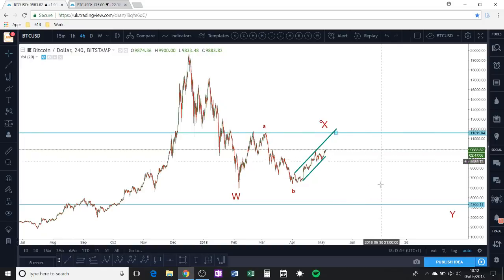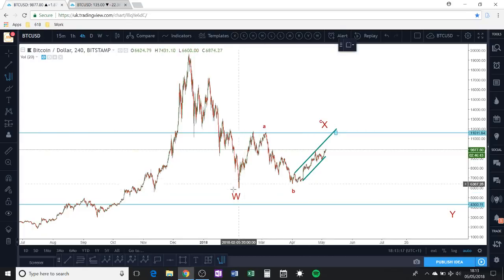Now, how do we get this blue square? So using fib time, the idea is that you plot it using Elliott wave. Same principle with plotting fib extensions with price or fib retracements with price. You have to have an understanding of Elliott wave. So basically, there's two ways we can look at where C will finish.